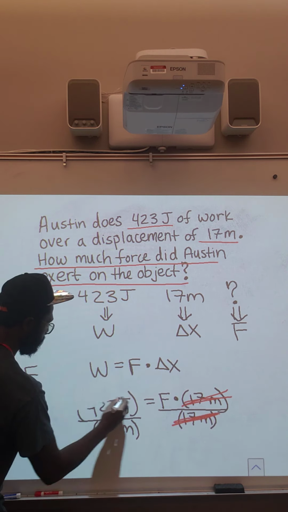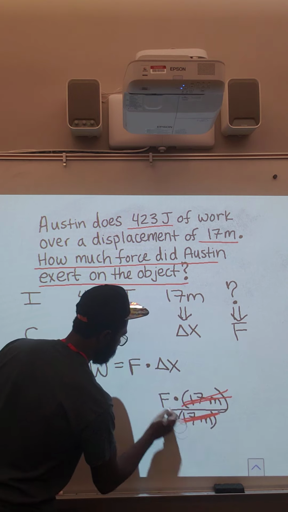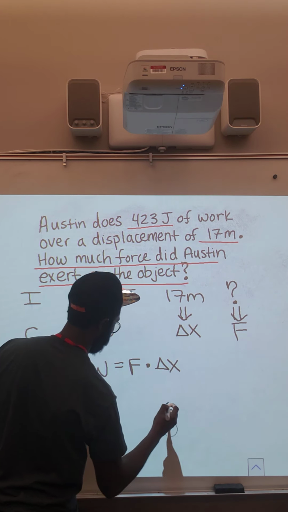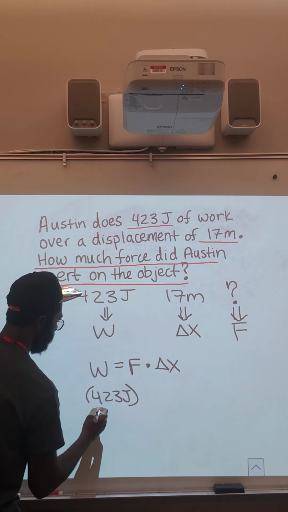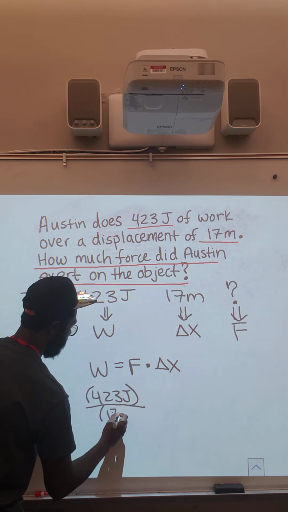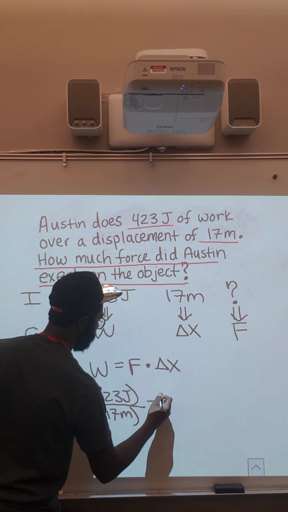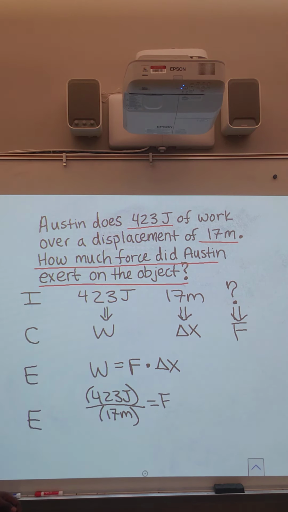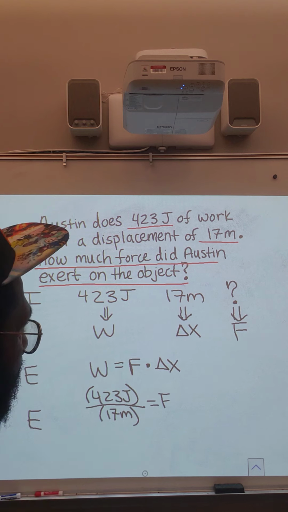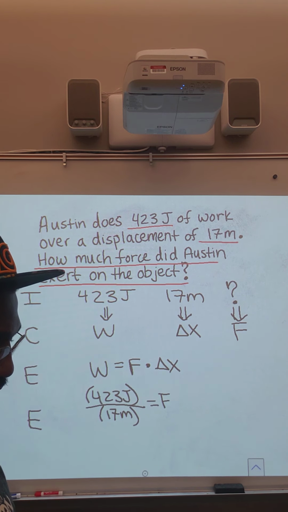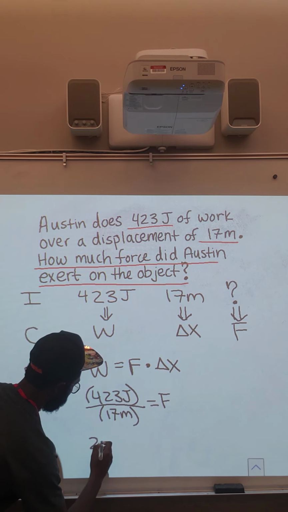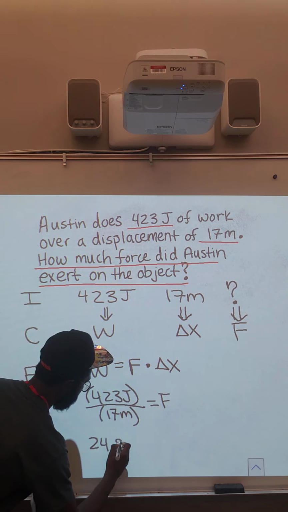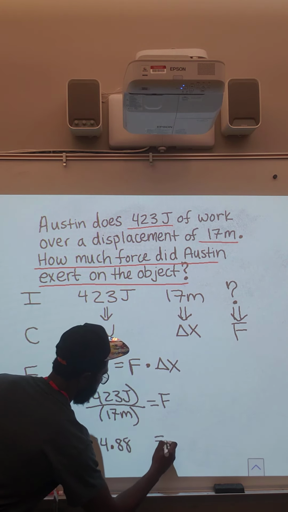All right? So we've got 423 joules of work divided by 17 meters for our displacement, and that equals our force. All right? Now, we can go ahead and just divide these numbers. All right, so 423 divided by 17 is going to give us 24.88. And that's going to be our force.